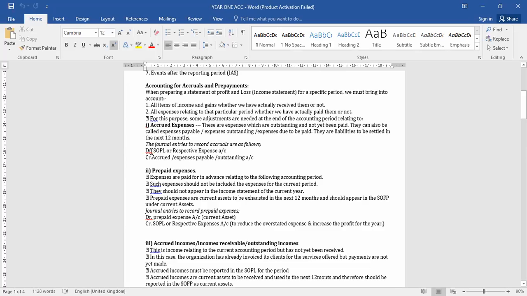We have debit the statement of profit and loss for the respective expense account. Let me say we're having accrued electricity. Outstanding electricity is a liability. Are you getting my point? Since I'm having to pay electricity accrued, I'm going to debit the electricity account, then I credit the accrued electricity account.